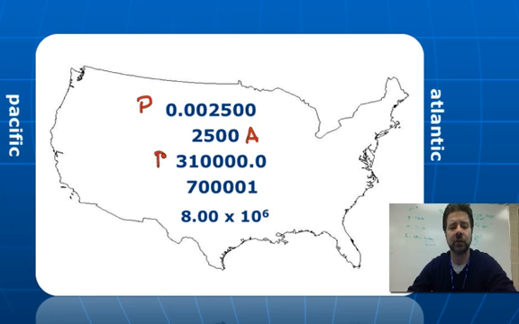310,000.0, decimal point present. 700,001, no decimal point there. I'm going to put absent. And then 8.00 times 10 to the 6th power, decimal point right there. I'm going to put present again.